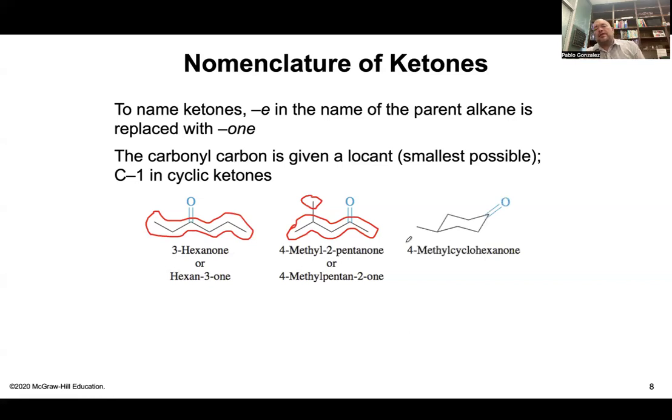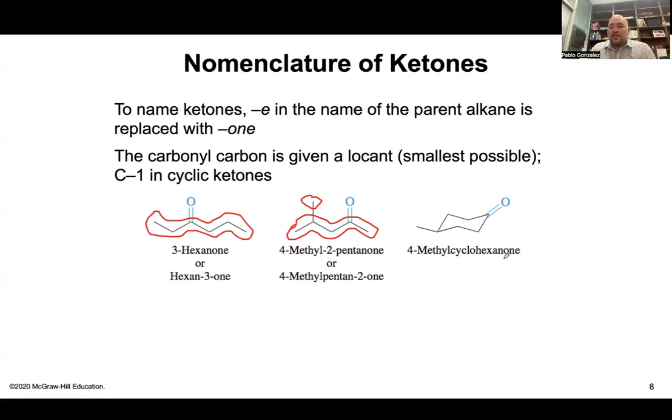In here, we have a ring that has a carbonyl group on it. It's a ketone, so that's part of the ring, and that makes this carbon number 1. Remember, there's going to be carbon number 1. So we have 1, 2, 3, 4. In position number 4, we have the methyl group: 4-methyl cyclohexanone.